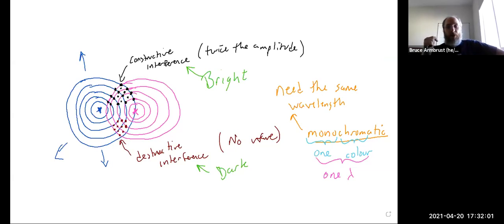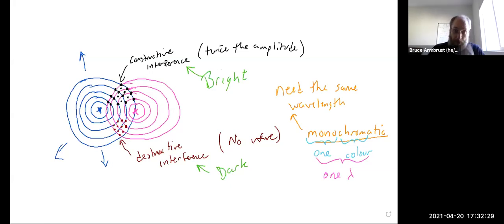Now, this is why you don't see this in a classroom, or any room where you've got multiple light sources. Let's say I've got two light bulbs and I turn them both on. How come there aren't places in the room that are dark due to interference? Well, that's because of that monochromatic business.